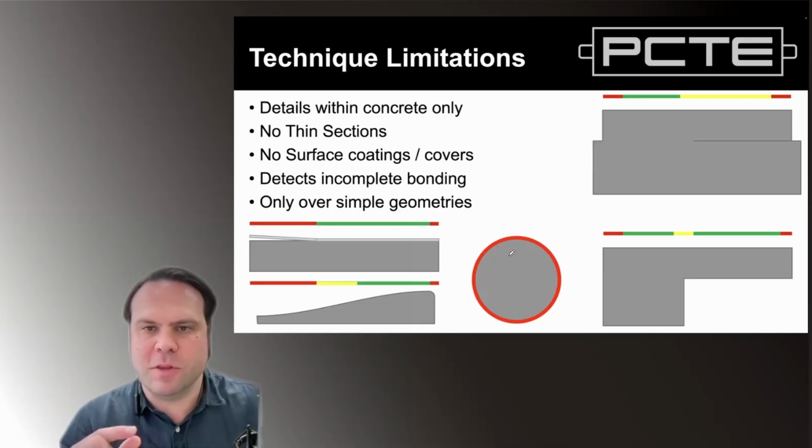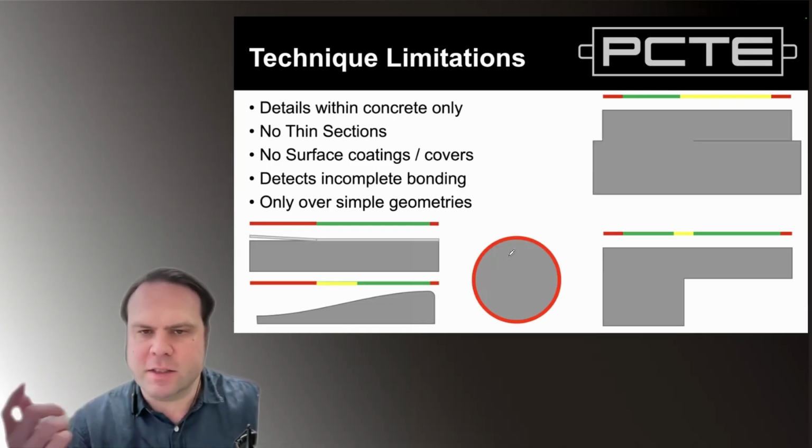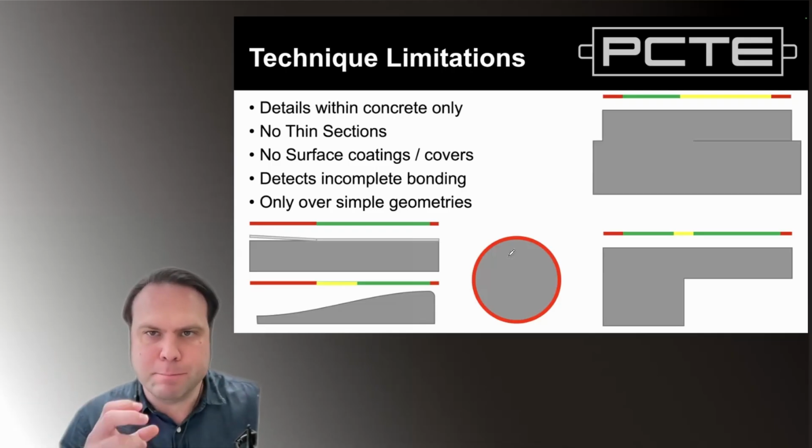You can't go too thin. So the boundaries on the PA8000 or the CTG2, they're going to be somewhere around 80 to 100 millimeters minimum thickness.